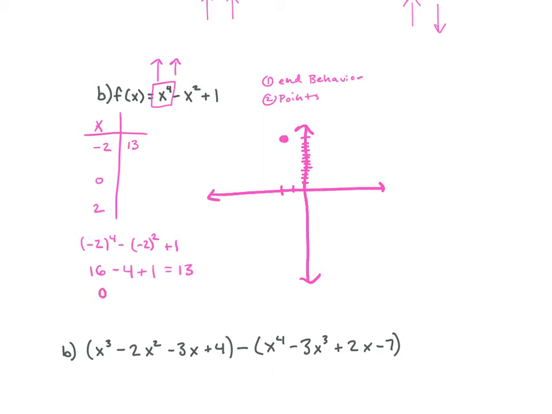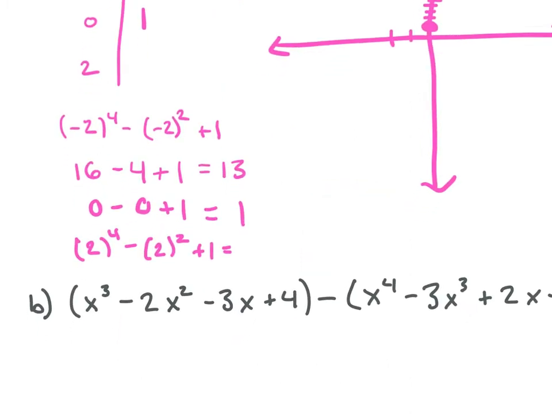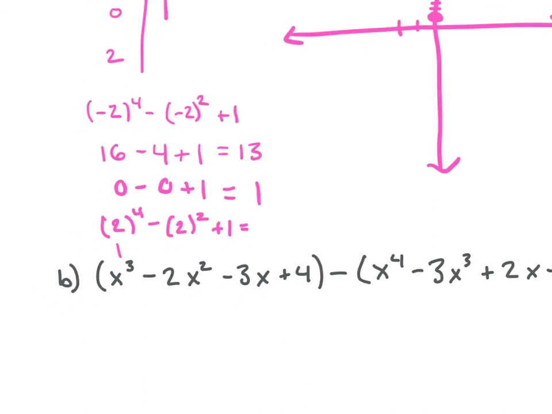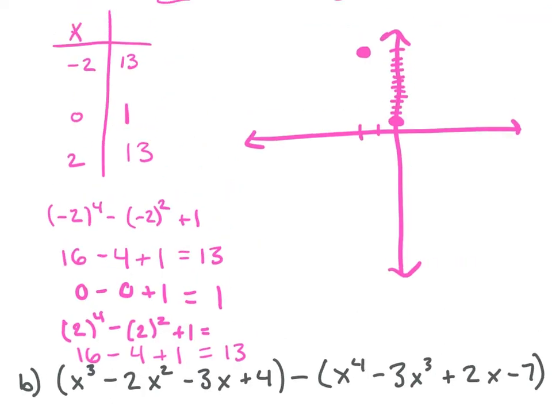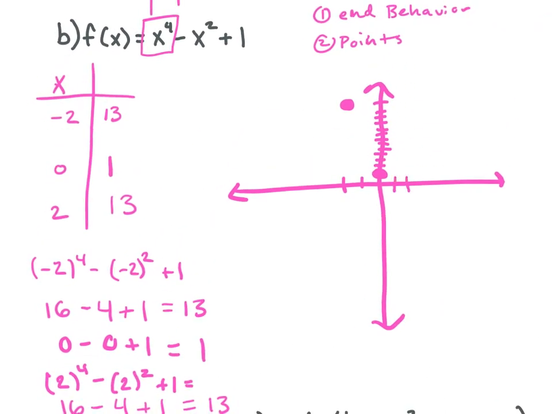Let's plug in 0. So we have 0 minus 0 plus 1. What do we get? 1. So we plug in 0, we get 1. We can put our next point there. And then let's plug in 2. So 2 to the 4th power minus 2 squared plus 1. What's 2 to the 4th power? 16. What's 2 squared? 4, so minus 4 plus 1. 13. So when we plug in 2, we get 13. So we're going to go to the right 2 and up 13.